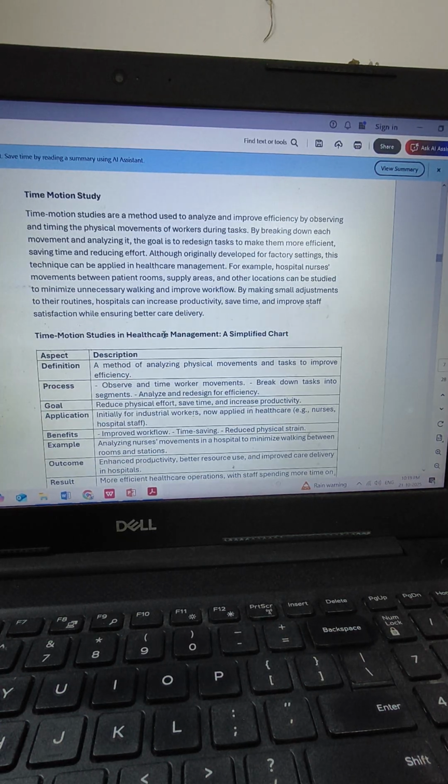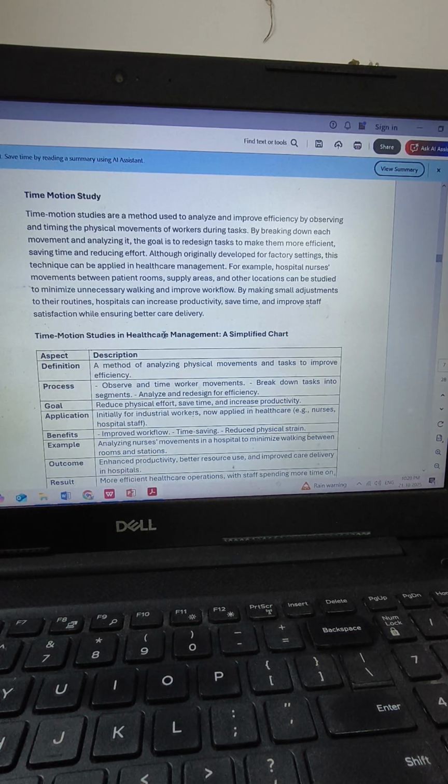Then we have time motion study. This is easy. We are just going to analyze and improve efficiency by observing and timing the physical movements of workers during a task. For example, take the hospital nurses. How much time does it take for hospital nurses to move between patient rooms, and when they are moving, are there any distractions for them, or how far? Take for example, they need to go to a specific room to get the medicines, or they have to take the dressing tray. So how much time is wasted by moving around aimlessly?